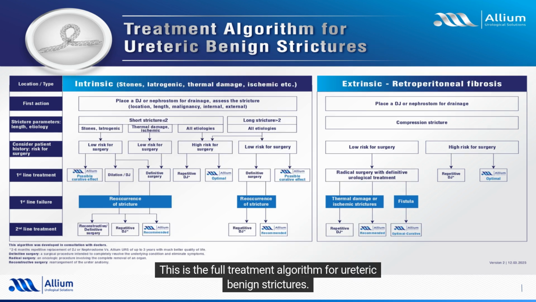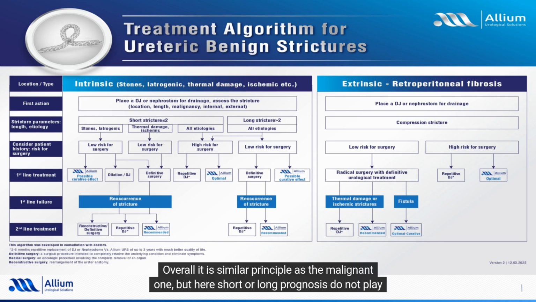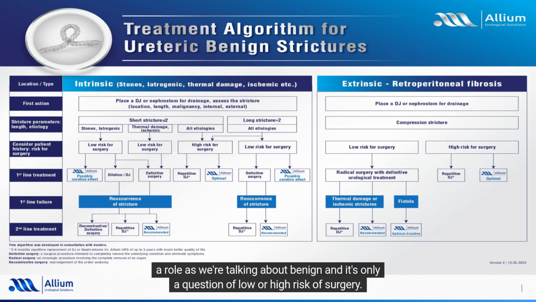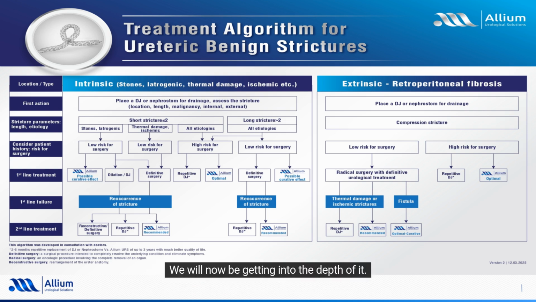This is the full treatment algorithm for ureteric benign strictures. Overall, it is similar principle as the malignant one, but here short or long prognosis do not play a role as we're talking about benign, and it's only a question of low or high risk of surgery. We will now be getting into the depth of it.